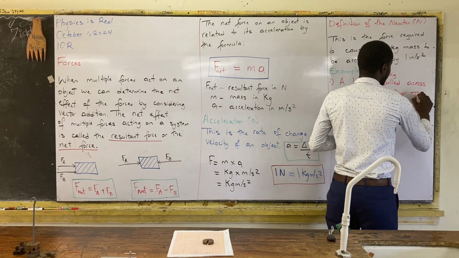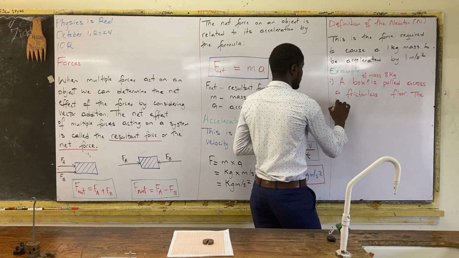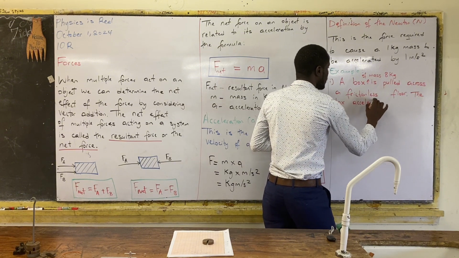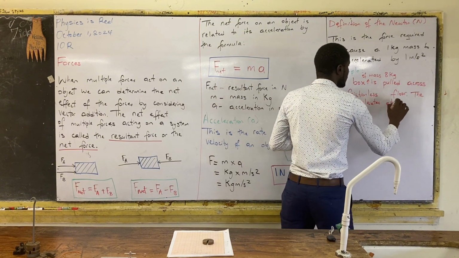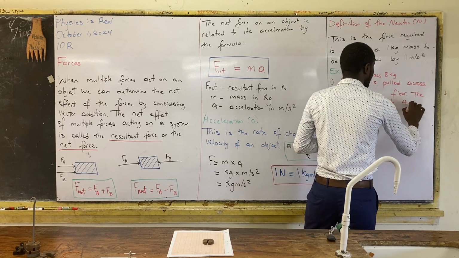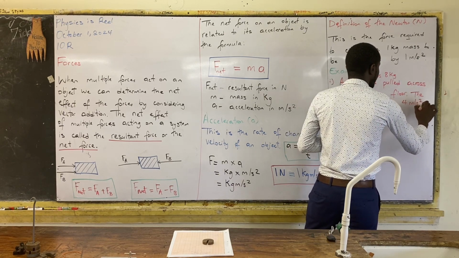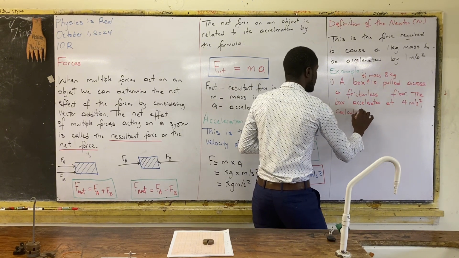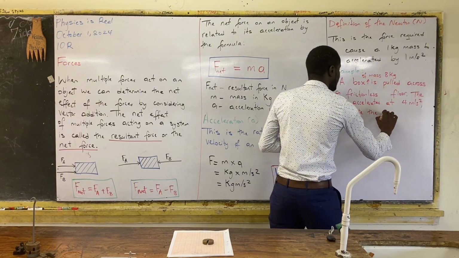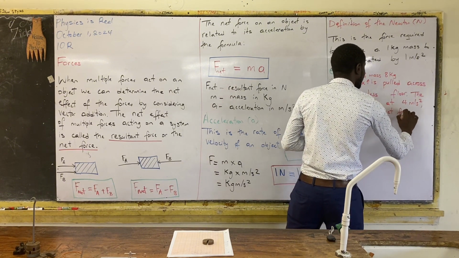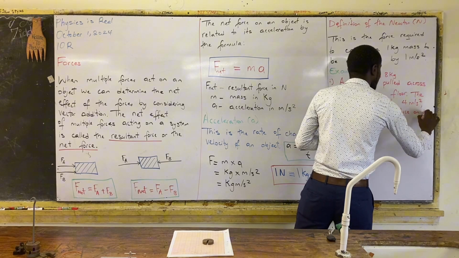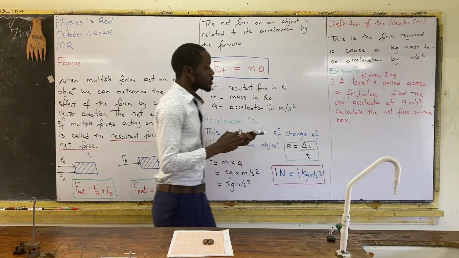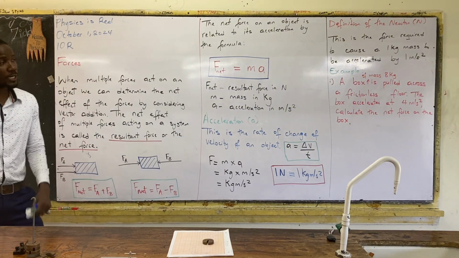The box accelerates at, let's say, 4 meters per second squared. Calculate the net force on the box. So that's our question, right?